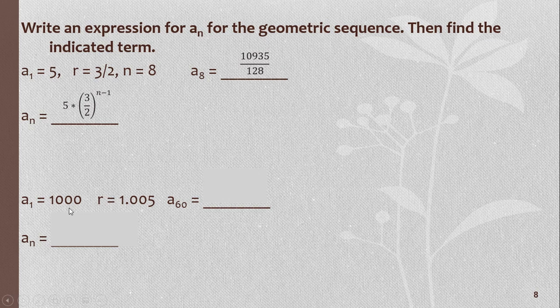Well, let's take a look at another one here. My a sub 1 is 1,000. My ratio is 1.005. So my a sub n is going to be 1,000, my a sub 1, times my ratio to the n minus 1 power. So a sub 60 is going to be 1,000 times 1.005 to the 59th power. And if I use my calculator, it should come out to be approximately that much.